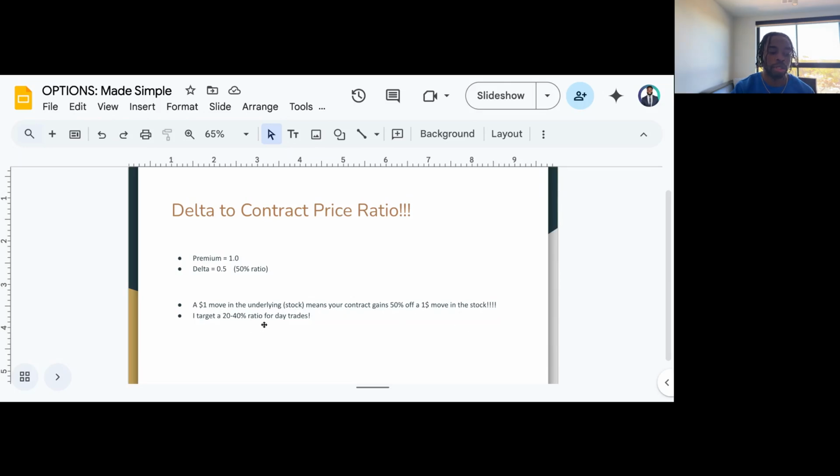I usually target a 20 to 40% ratio for my day trades. That's pretty much going 2 to 3, or even sometimes 4 strikes out of the money.